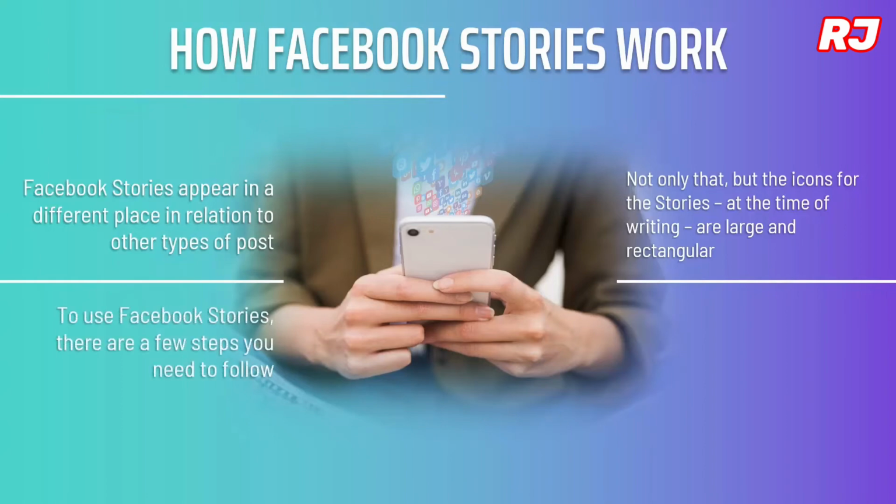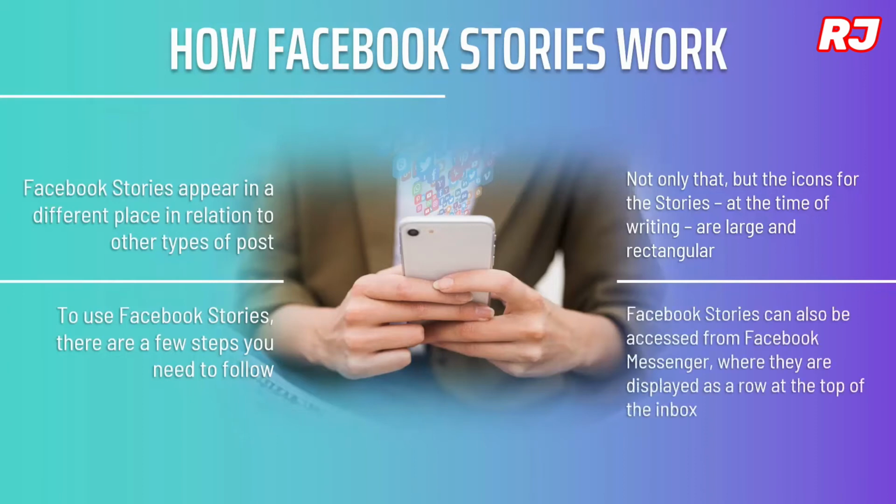To use Facebook Stories, there are a few steps you need to follow. Firstly, you will need to create a Facebook page. On Instagram, anyone can create a story, but on Facebook, you need to have a page to do so as a business. You'll then need to be an administrator on that page in order to gain access to posting stories. Facebook Stories can also be accessed from Facebook Messenger, where they are displayed as a row at the top of the inbox. Like Instagram, Facebook Stories are available for 24 hours after being posted.